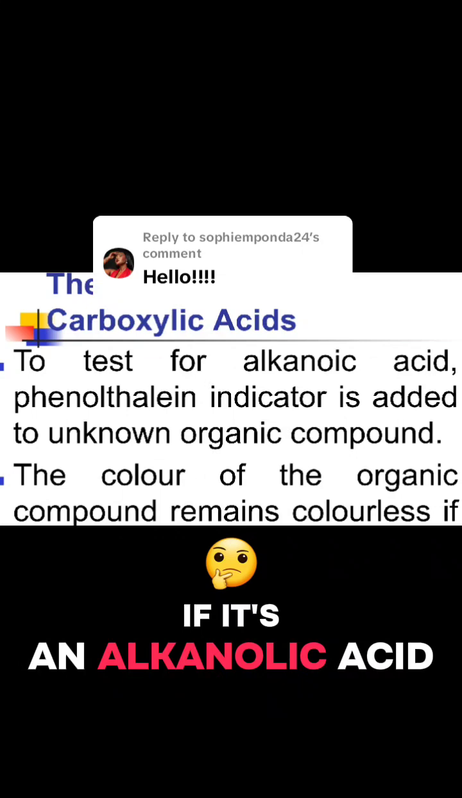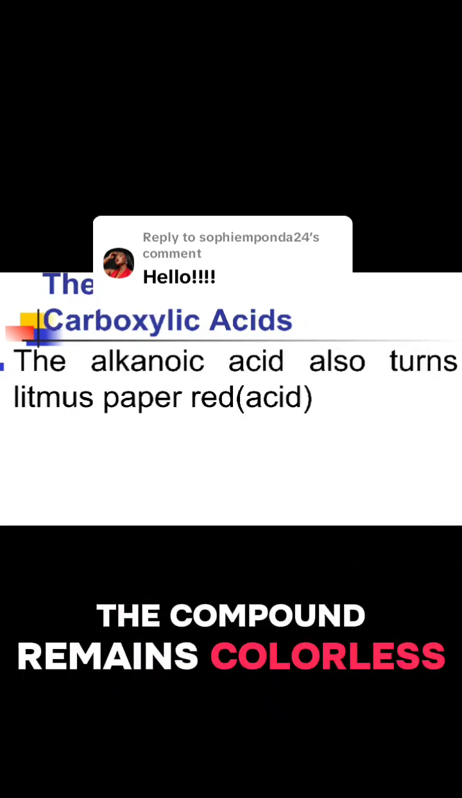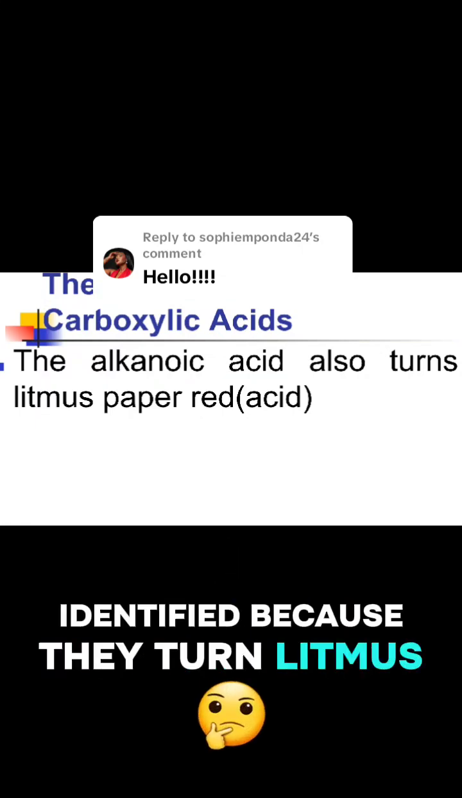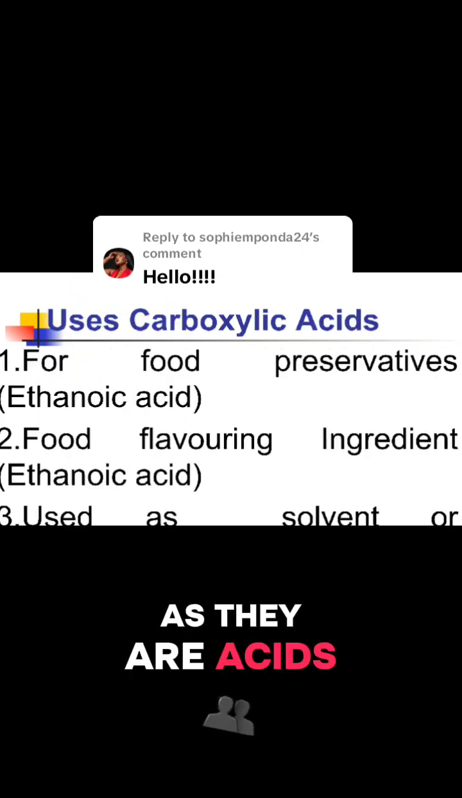To test for alkanoic acids, phenolphthalein indicator is added to the unknown organic compound. If it's an alkanoic acid, the compound remains colorless. Additionally, alkanoic acids can be identified because they turn litmus paper red, as they are acids.